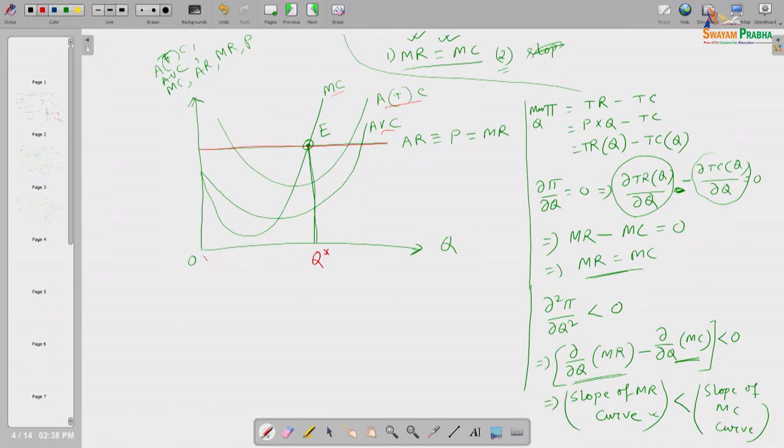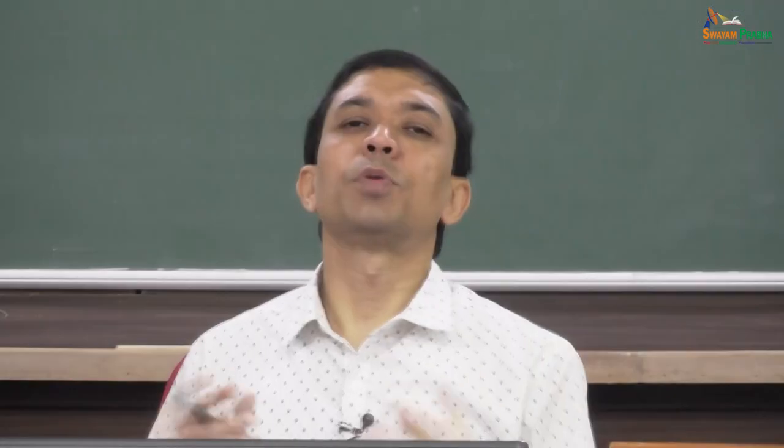Look, this OQ star amount of output is not coming from the sky. We are getting that amount of output by satisfying both the first order and second order conditions of profit maximization. Since both conditions are satisfied, this indirectly tells us that if that producer produces this quantity of output and sells each unit at the price existing in the market, that producer can attain the maximum profit.